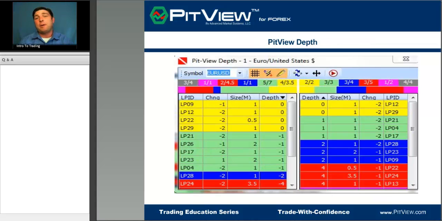But that's a very powerful tool of being able to see what the overall comparison analysis has been, what the overall prevailing trend has been on these individual currencies. We also have PitView depth. Going back to my days on the options floor and working on the options trading desk, we called this level 2.